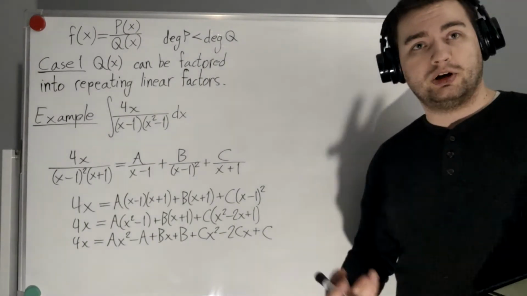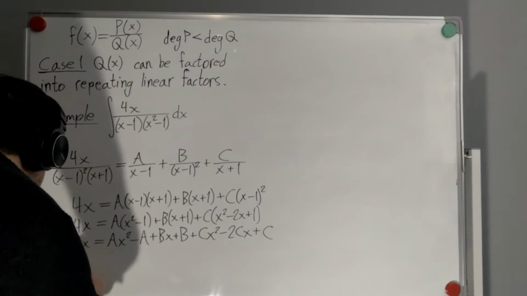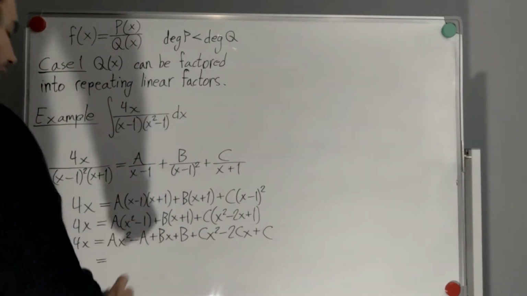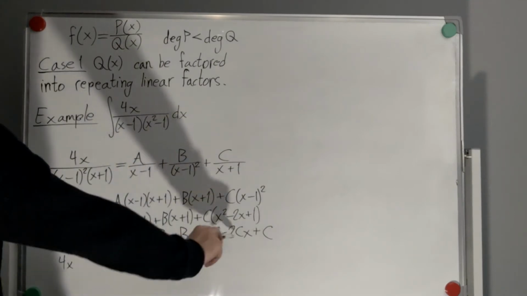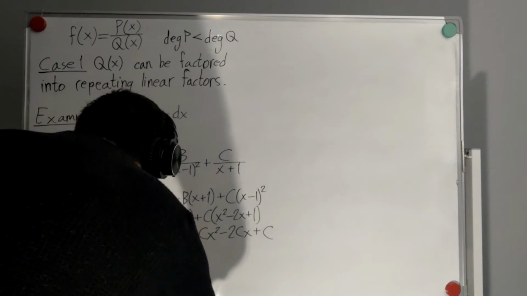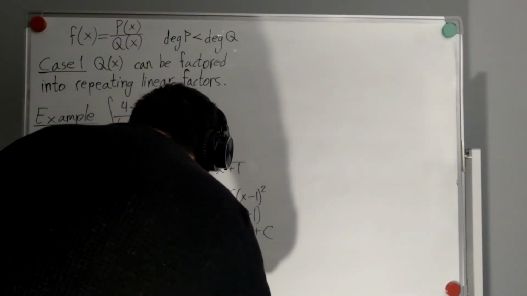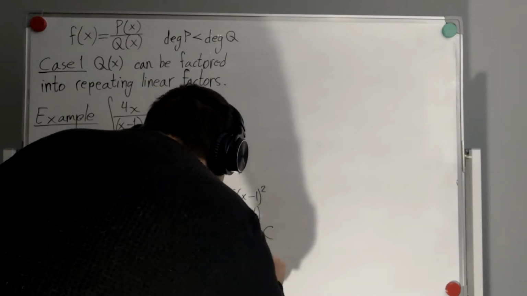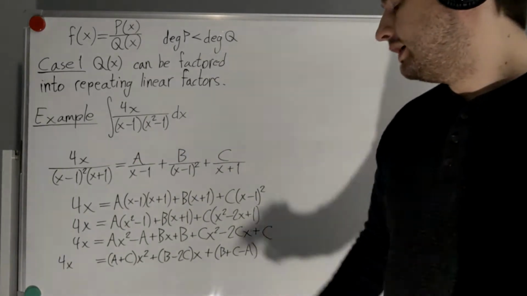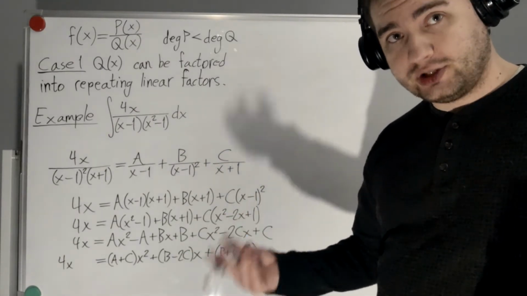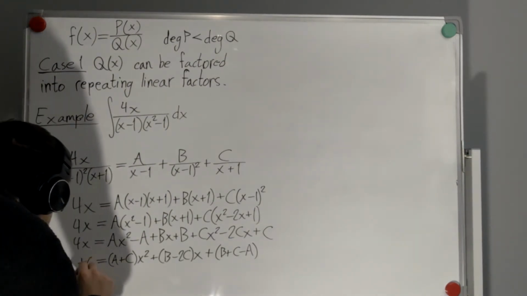And then, as before, we will combine like terms in powers of x. So we have 4x. This is going to be equal to, let's see here, we have a plus c times x squared. Then we have bx minus 2cx, so that makes b minus 2c times x. And finally we have b plus c minus a. All right. And all of that has to be 4x, which, by the way, is the same as 0x squared plus 4x plus 0. So this is 0x squared plus 4x plus 0.